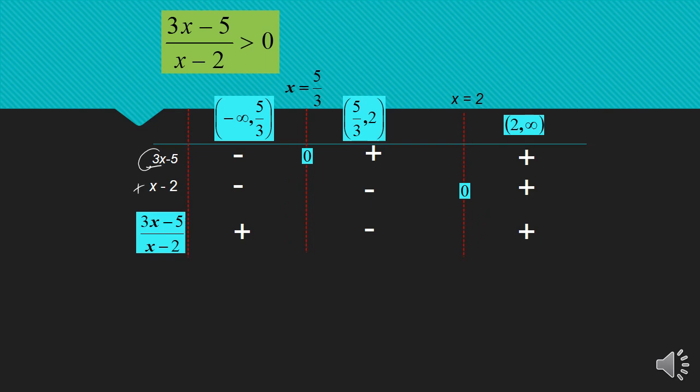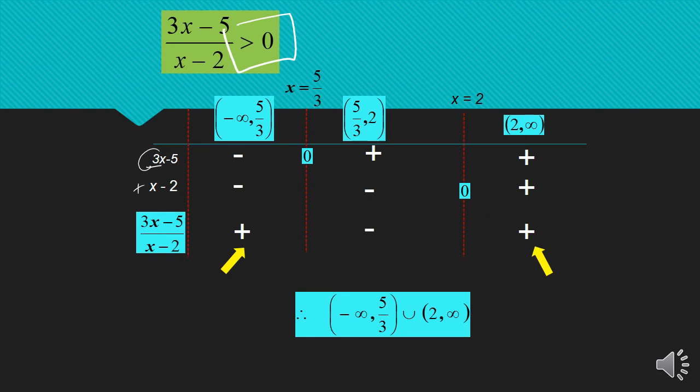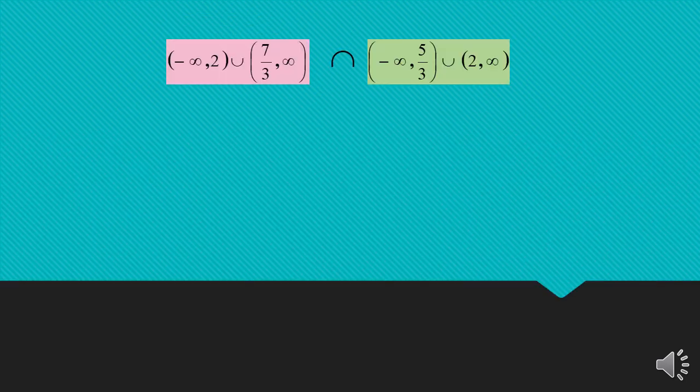So where is the answer? The answer we want to find is more than 0, which means that we want the positive value. So what is the answer? Yes, from negative infinity to 5 over 3 or 2 to infinity. So we have the two solutions for each side. So what we want to do now is to find the intersection, because it should satisfy both of these solutions. Find the intersection between the left hand side solution and the right solution.